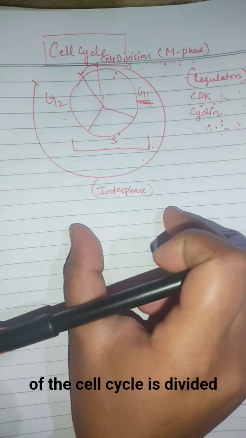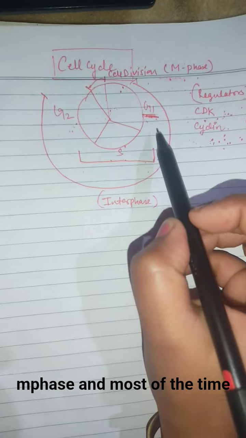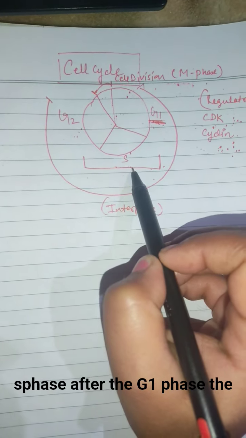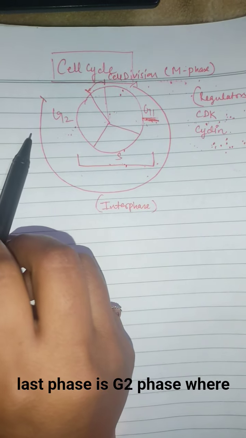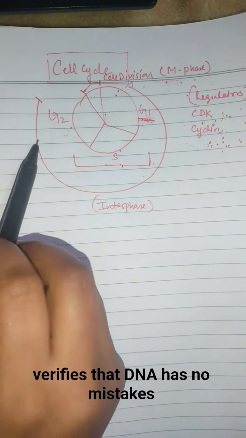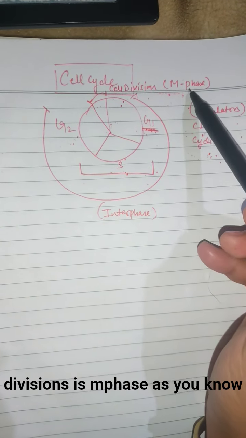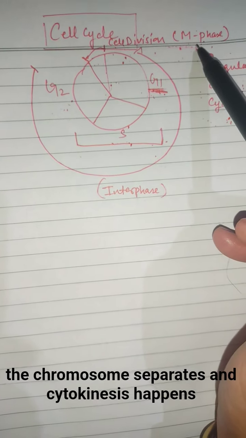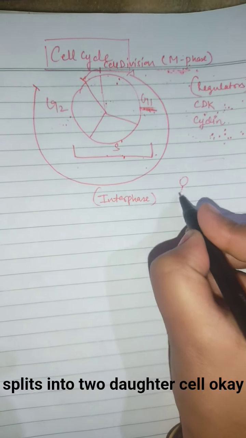So the major part of the cell cycle is divided into two major parts, interphase and M phase. Most of the time the cell cycle is in the resting phase, that is the G1 phase. Then S phase, after the G1 phase the DNA is completely replicated, and the last phase is the G2 phase, where the cell continues to grow and verifies that the DNA has no mistakes before cell division. And this cell division is the M phase. As you know, the M phase is the mitosis phase. Why? Because in mitosis the chromosomes separate and cytokinesis happens, and you also know that cytokinesis is actually one cell splitting into two daughter cells.